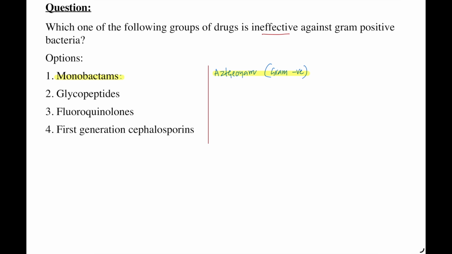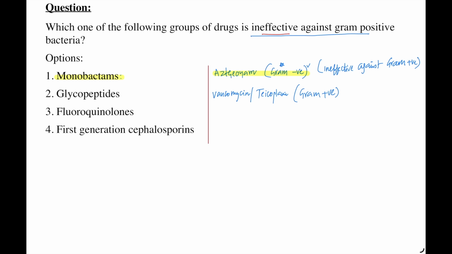Coming back to the other options. Glycopeptides, you need to know: vancomycin is the classical example, or teicoplanin. Vancomycin is active mainly against gram-positive organisms. So here the question is ineffective against gram-positive. So aztreonam is active only against gram-negative, ineffective against gram-positive. Right? 2 questions are done.